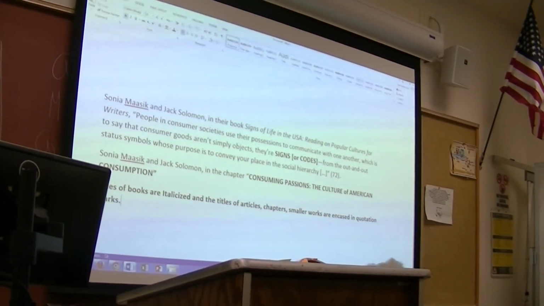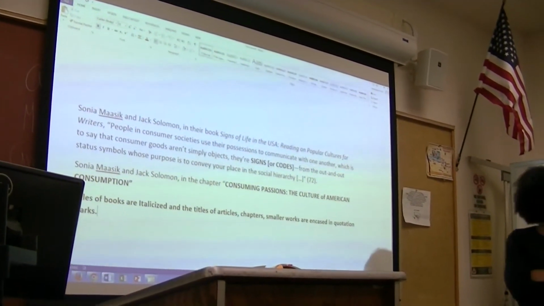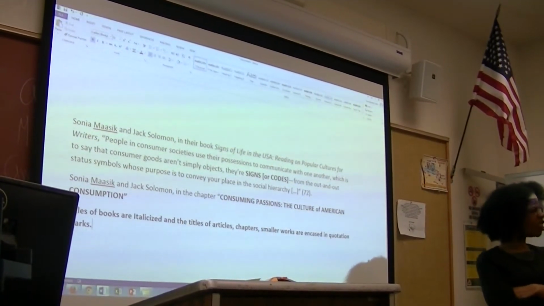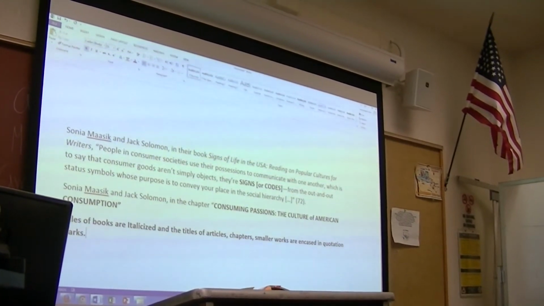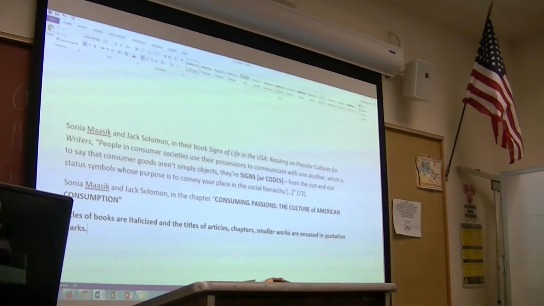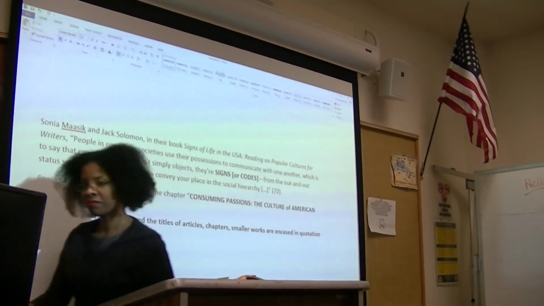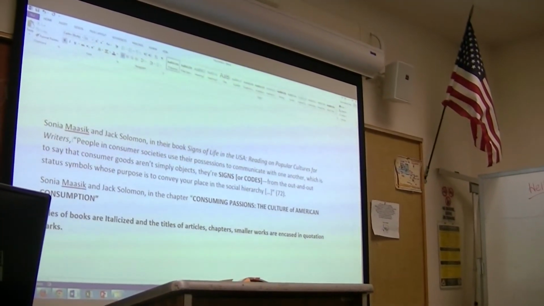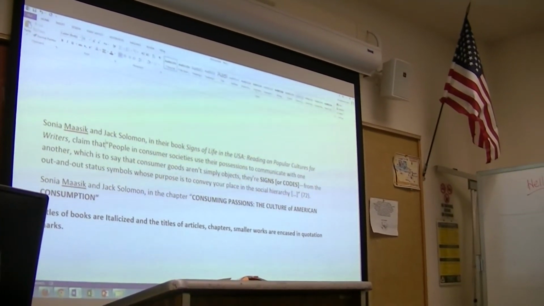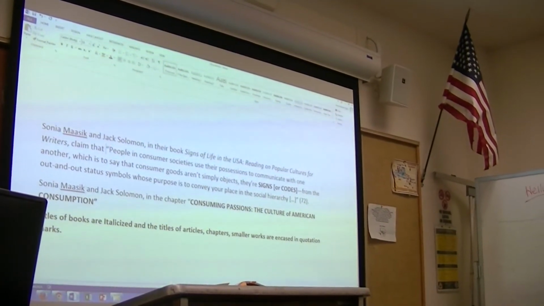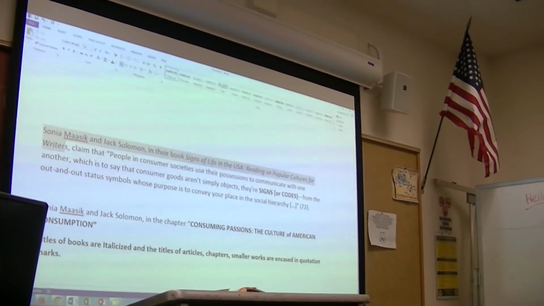Acknowledges. So Sonia Mazik and Jack Solomon, in their book, Signs of Life in the USA, Readings on Popular Culture for Writers, acknowledge. Does that make sense? Are they acknowledging? No, so that's not a good one. Come on, let's look at some verbs. You got the book. Read some off. Let's choose a verb. Claims, right? Oh, that's a good one. I like that. Because it is a claim. Now, we put it together. Well done, you. Right?